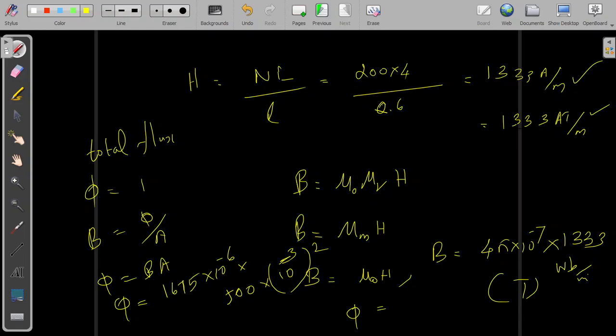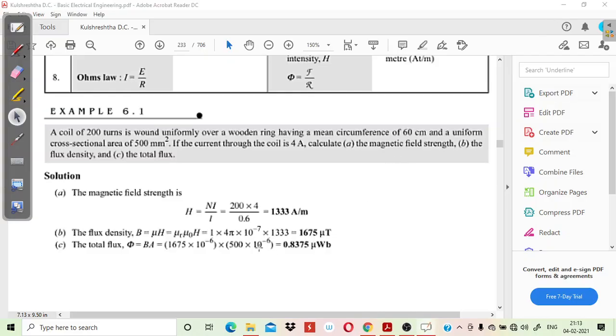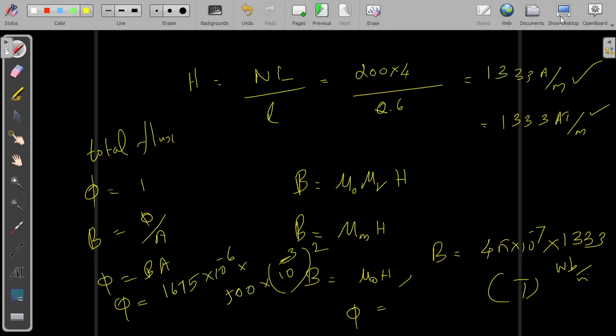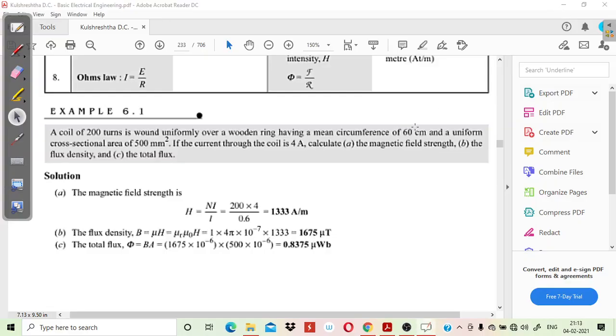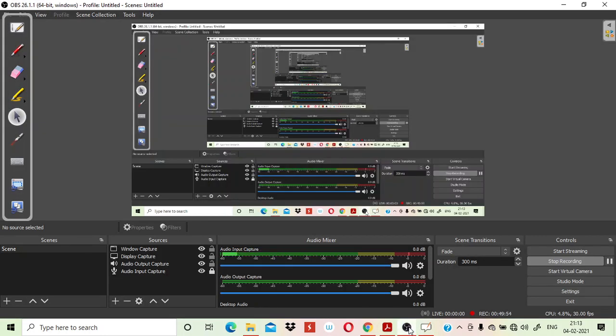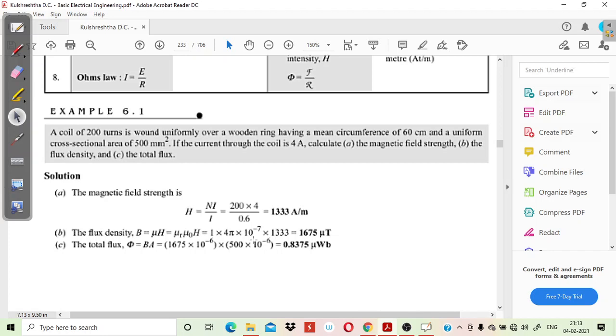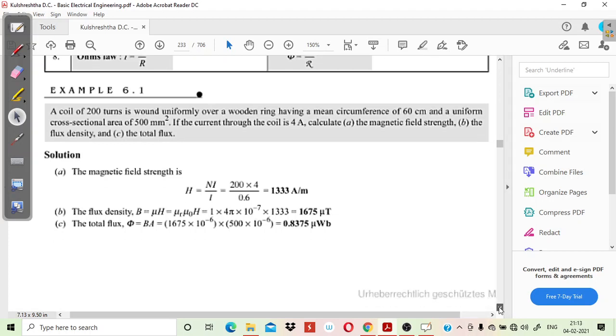So phi will be equal to, this answer, 0.8375 microweber. Microweber means it is very small. So that is our example problem. Now as an assignment I will give you two more questions.